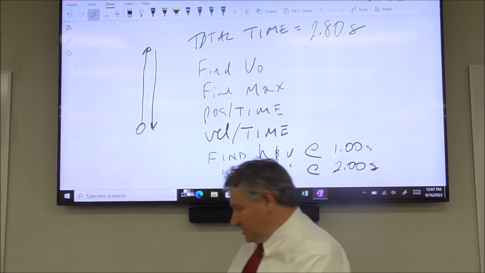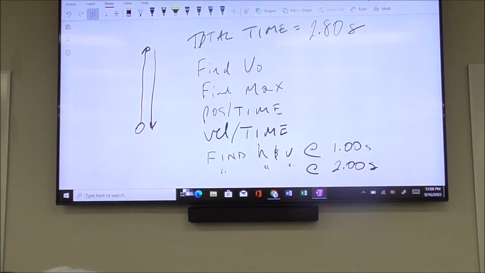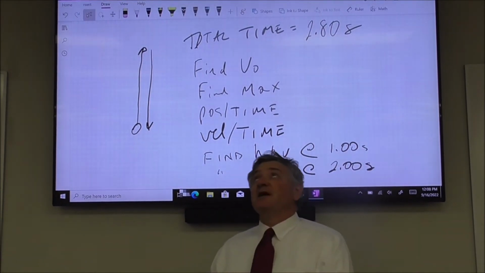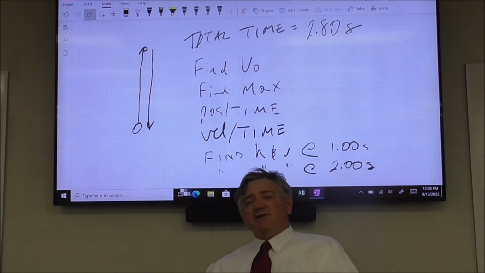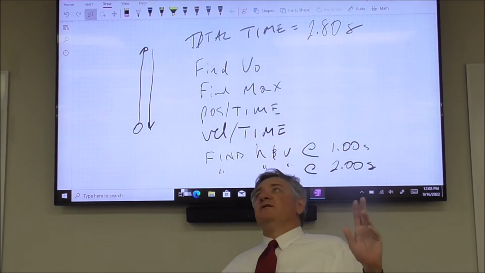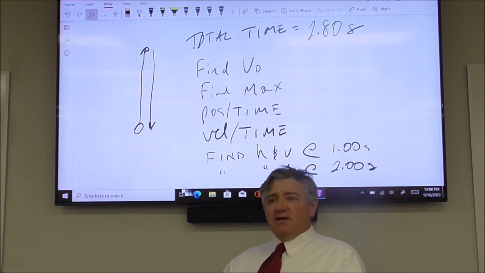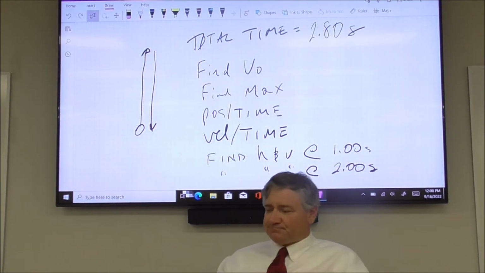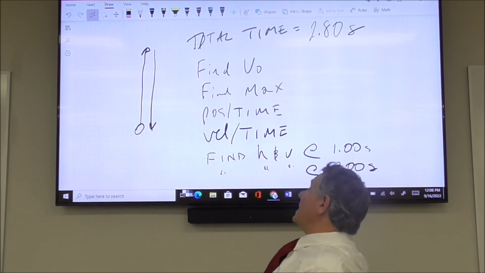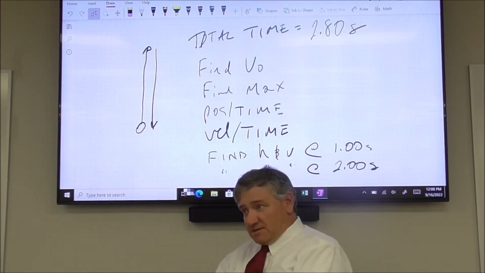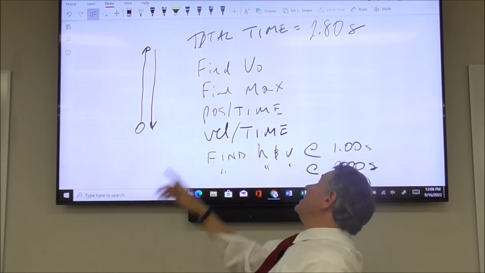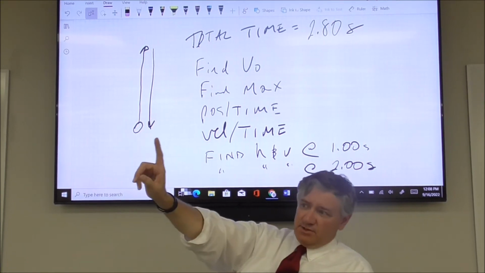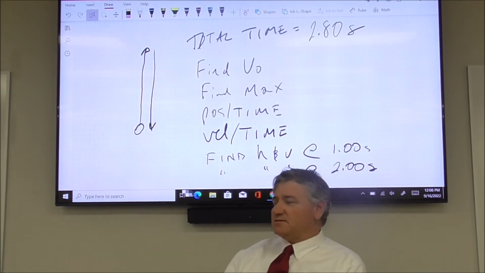So here's the situation. We're going to take an object, an apple, a fresh one, or whatever, throw it up in the air, and time how long it takes from the point that you let go of it until it returns to your hand. From the time you let go of it until the time you catch it is 2.80 seconds. That is the only number that you know.